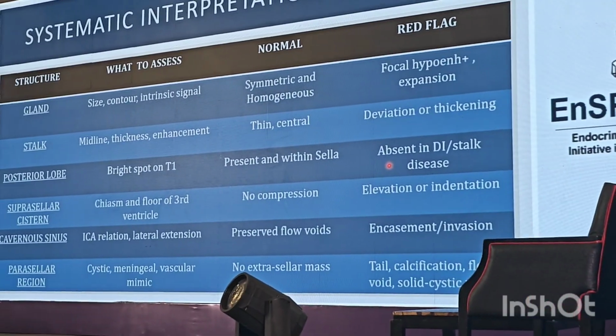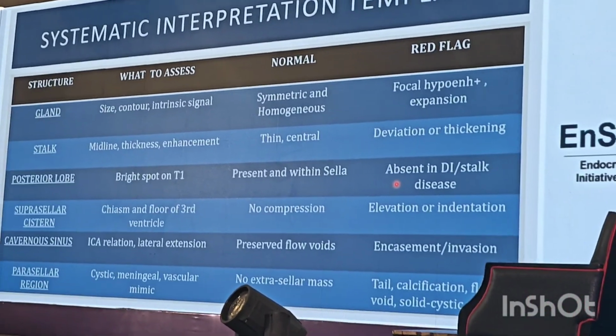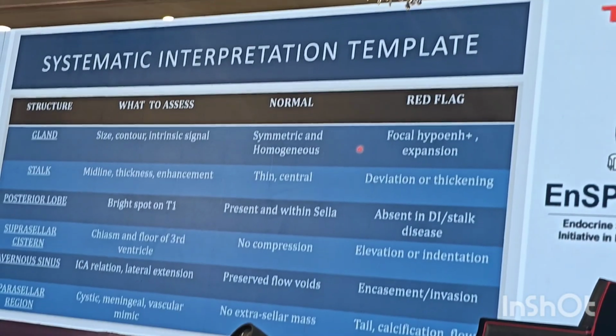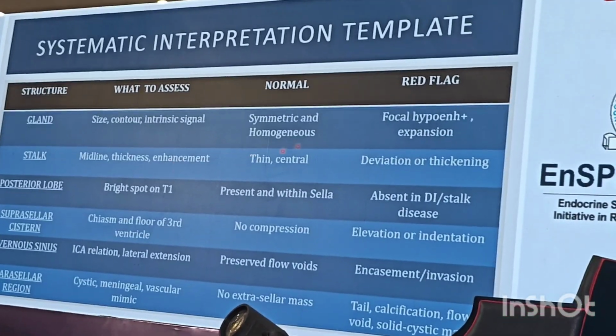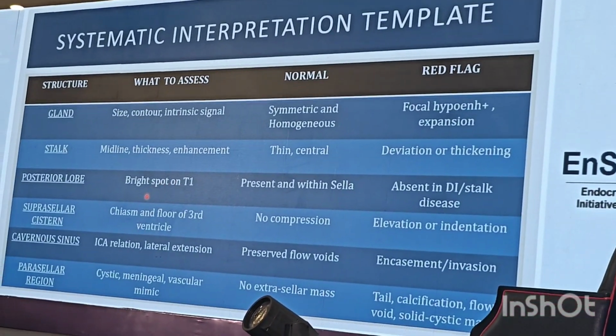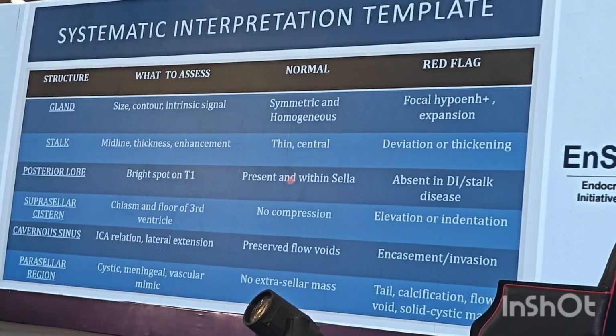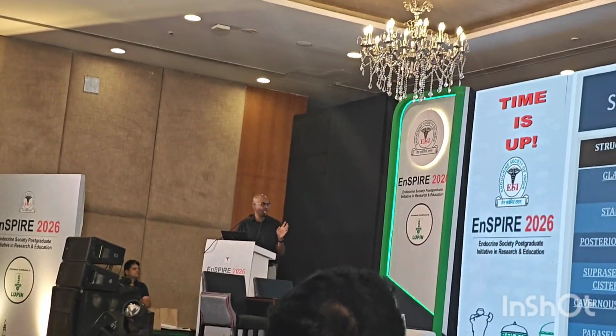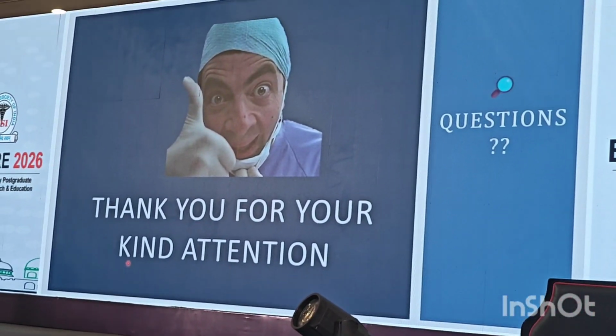So final slide, if you want to click it, you can see this is how we interpret. Look at the gland, size, contour, signal, look for whether there is any expansion, look for the stalk, look for deviation or thickening. Always ensure that the posterior pituitary bright spot is present and within the sella. Look for the suprasellar cistern, look for the cavernous sinus and the parasellar regions. So thank you very much for your kind attention.